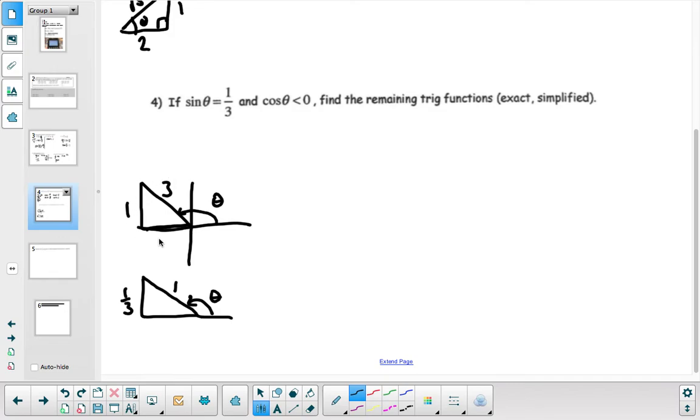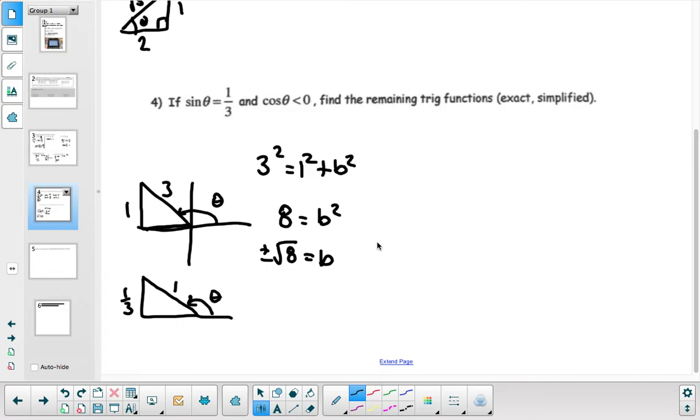I would prefer to work with this. That way I'm not needing to square 1/3 to find this side. I'm just going to use the Pythagorean theorem. I'm going to call that leg b. And then, 9 minus 1, 8, is equal to b squared. Now b is equal to plus or minus square root of 8.